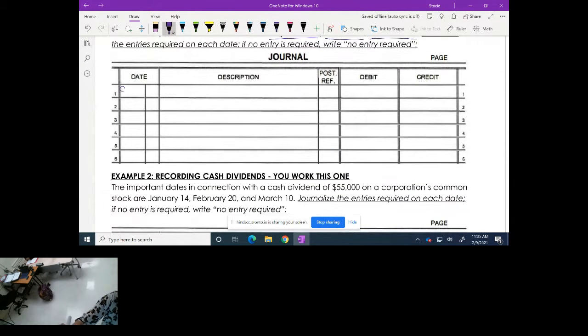Okay, so September 1, we have the date of declaration. So they're liable for it at this point, so we've got to record it. So we will debit cash dividends. And that's an equity account. It's real similar to drawing.